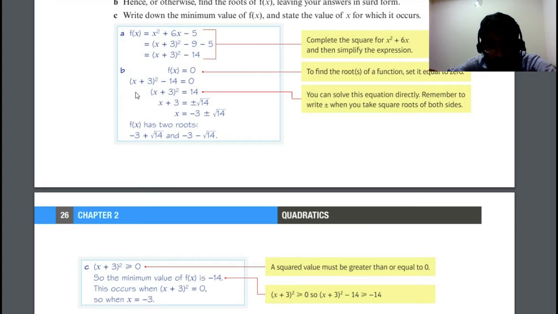For example, over here it says write down the minimum value of f of x. The minimum value of f of x will be when it's equal to 0. You put this equal to 0, and then x plus 3 is 0, so x becomes equal to minus 3. So when x is minus 3, this whole function will have the minimum value. Simple, or shall I repeat it?